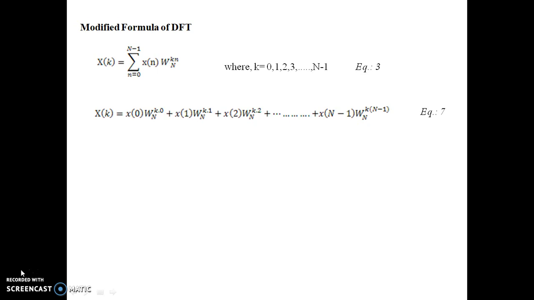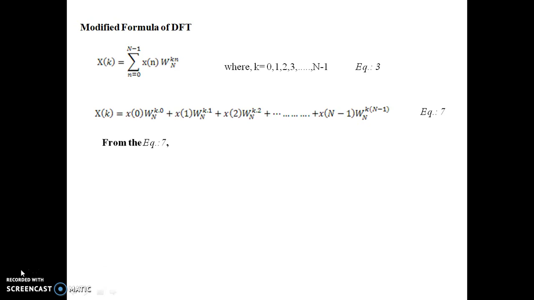capital Xk equals small x0 W k into 0 n plus small x1 W k into 1 n plus small x2 capital W k into 2n plus, and so on, up to plus x n minus 1 W k into n minus 1 n, considered as equation 7.